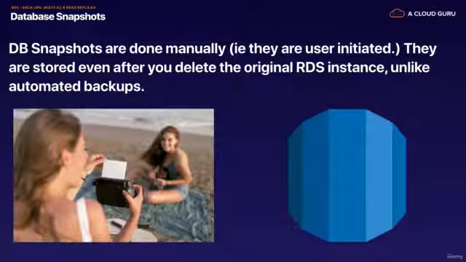Database snapshots are done manually. So think of someone taking a photo on a beach using a Polaroid camera, for example. They're user initiated, and they are stored even after you delete the original RDS instance, unlike automated backups. And when you go in to delete your RDS instance, often it will ask you if you want to take a final snapshot of that instance before you delete it.